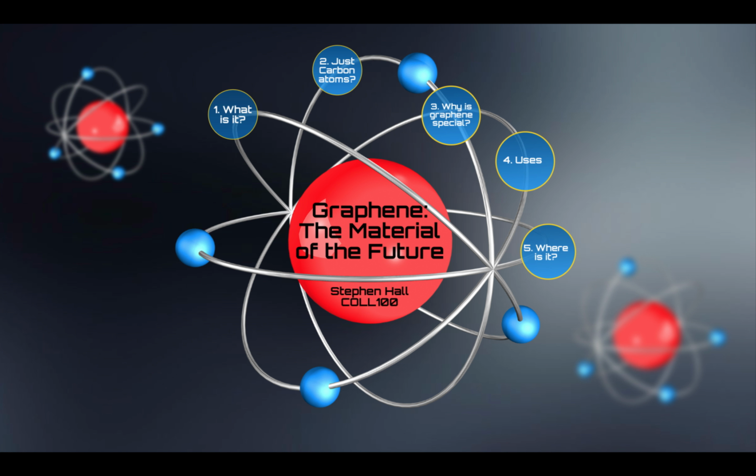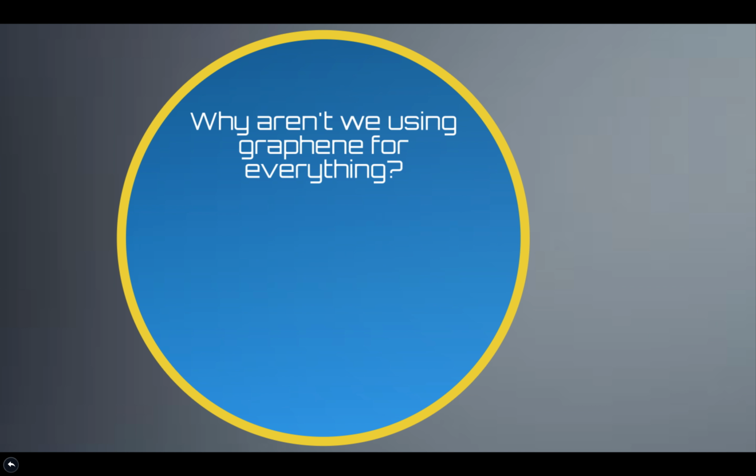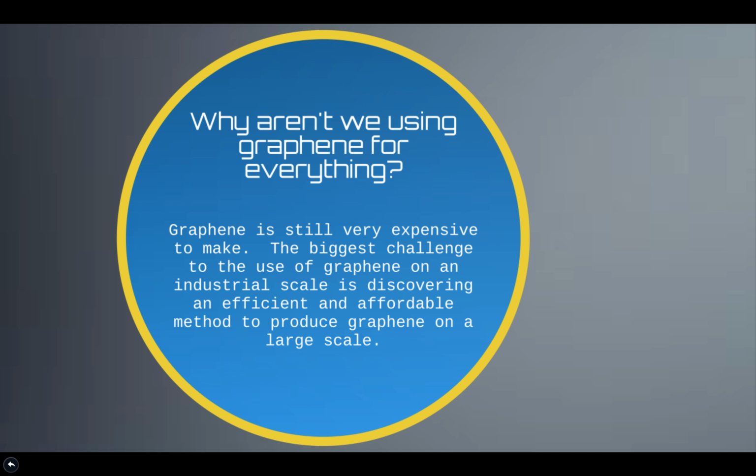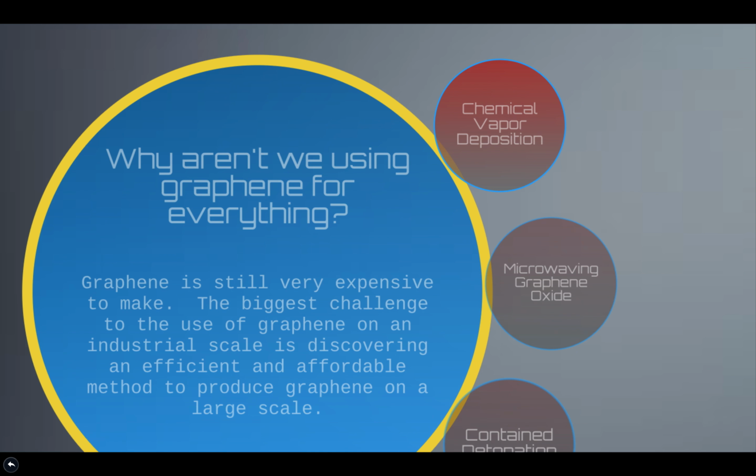So with all the amazing things that graphene can do, I am sure you are wondering why it's not being used for everything already. The problem is that graphene is still extremely expensive to make and is difficult to make in large quantities. Scientists are looking to develop methods for producing graphene on a large scale. Some of the current methods are chemical vapor deposition, microwaving graphene oxide, and contained detonation.